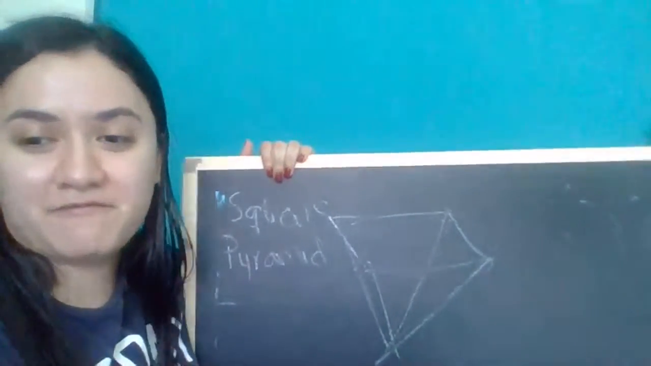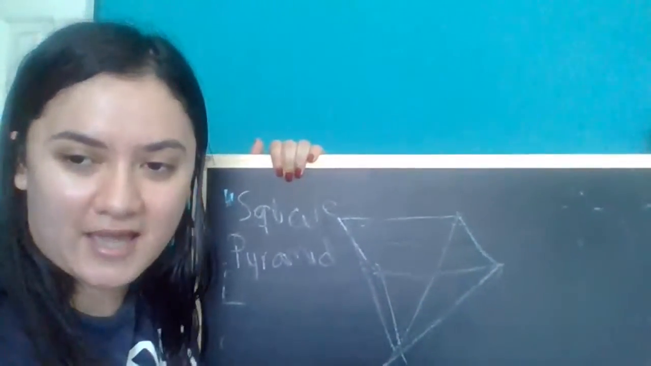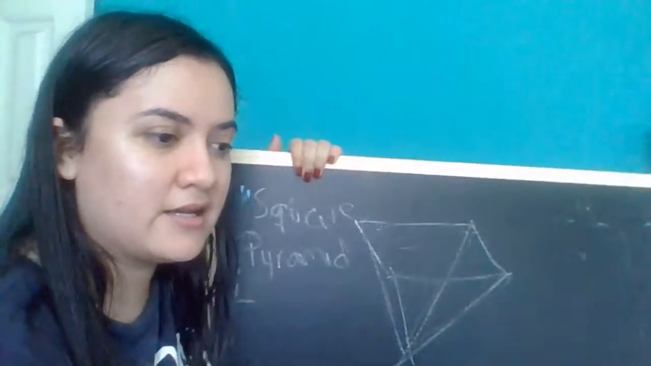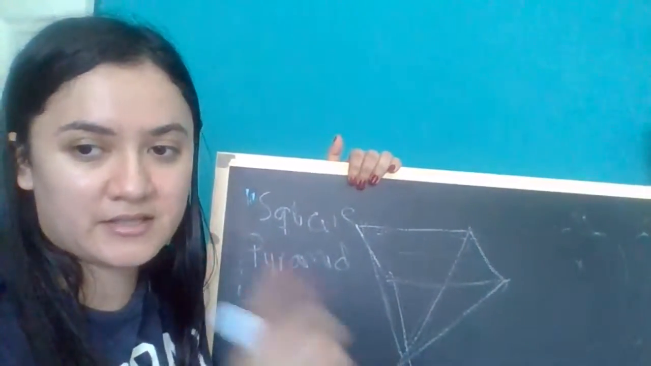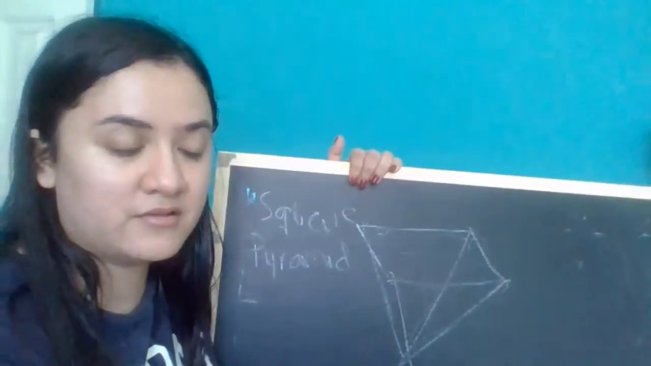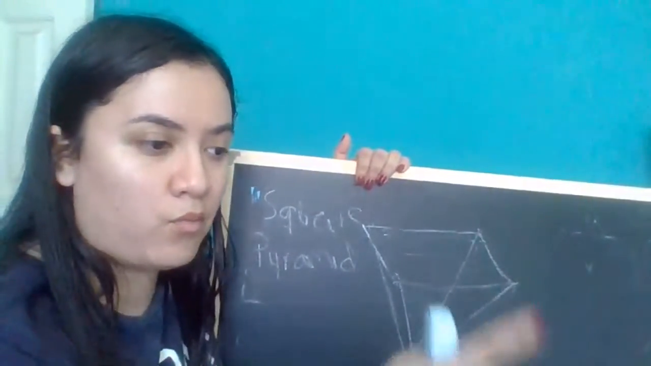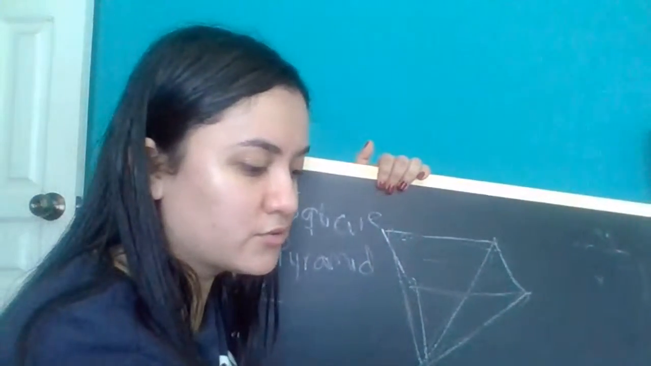Very good. It has 5. Excellent. Now, 5 faces. No, it doesn't have 6. Count. Count in the figure. It has 1, 2.